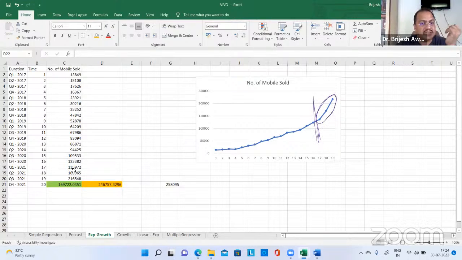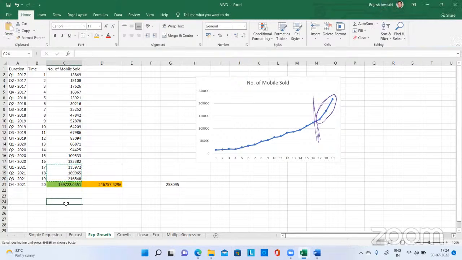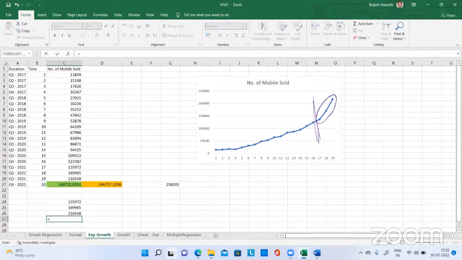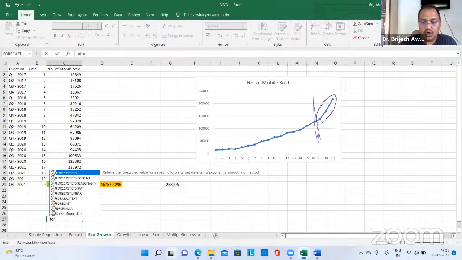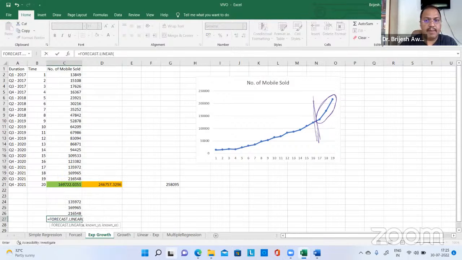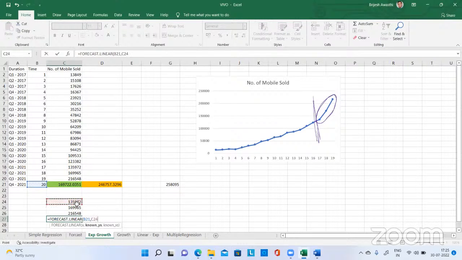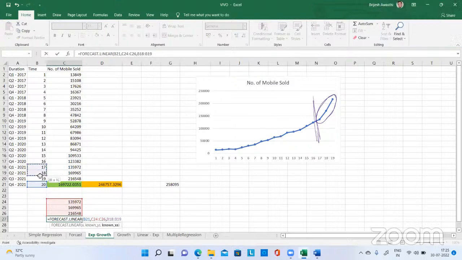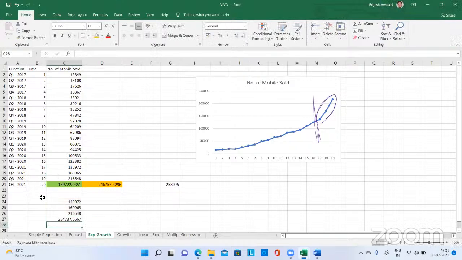can I take the last 3 points? Suppose these 3. And I'm going to do a forecast on the basis of these 3. So equals to forecast.linear. I will tell you why I chose linear. Which one is my x? That is 20, comma, this is my y, comma, and what is my x? 17 to 19. This, and enter.